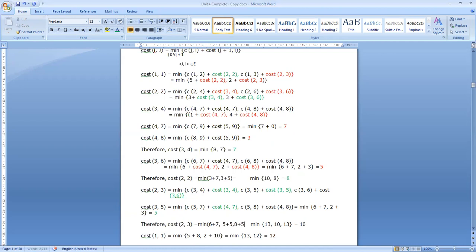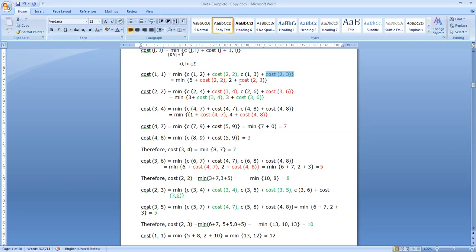So 6 plus 7 is equal to 13. 5 plus 5 is equal to 10. 8 plus 5 is equal to 13. So which is minimum? 10 is minimum. So the minimum value is 10. So I have found out cost of 2 comma 3.